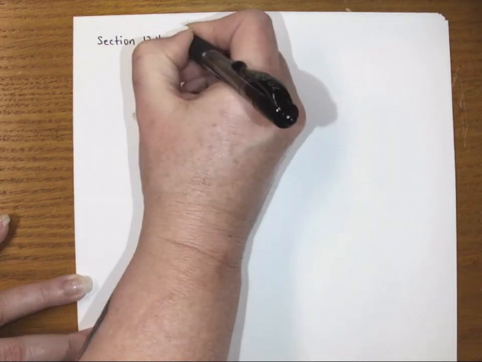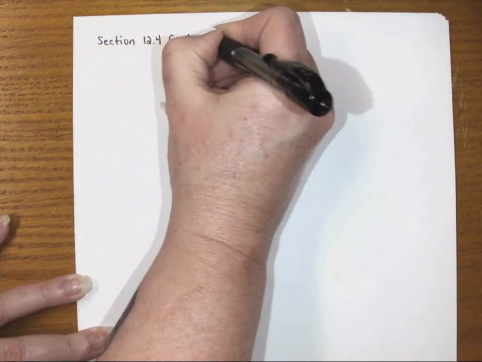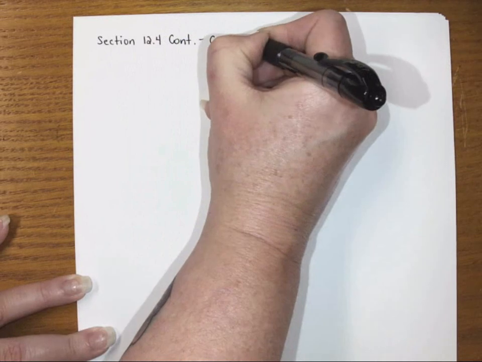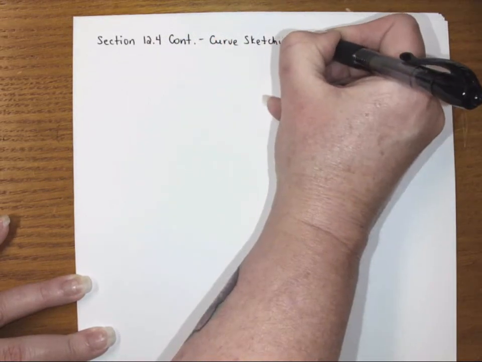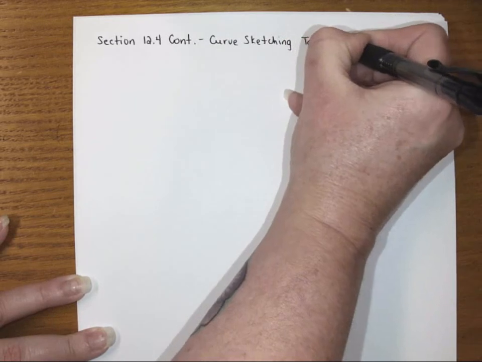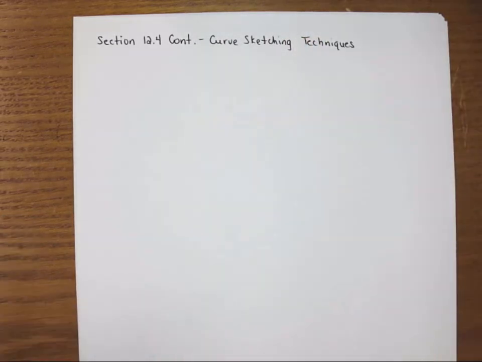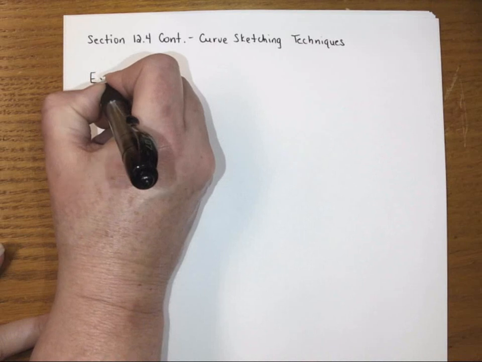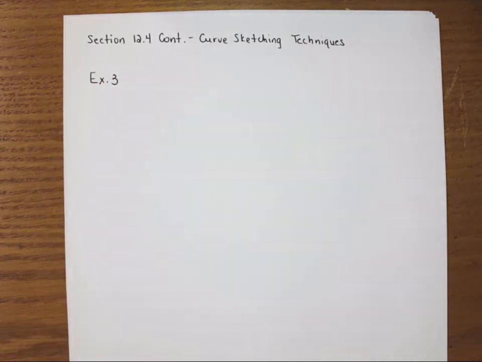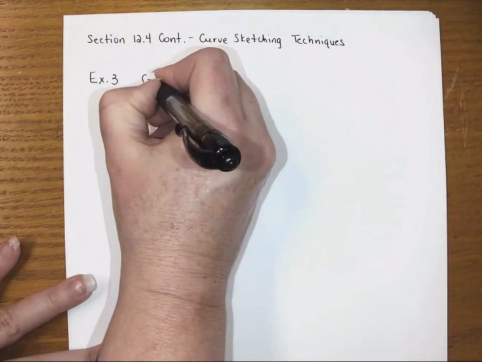So we're still on section 12.4, curve sketching techniques. We're going to look at some that are a little more challenging today, and it's the algebra that we're going to want to stay with. So the derivative pieces are a little more challenging in this portion. So just keep that in mind. We looked at a couple graphs in the last video. Let's look at two more in this one.